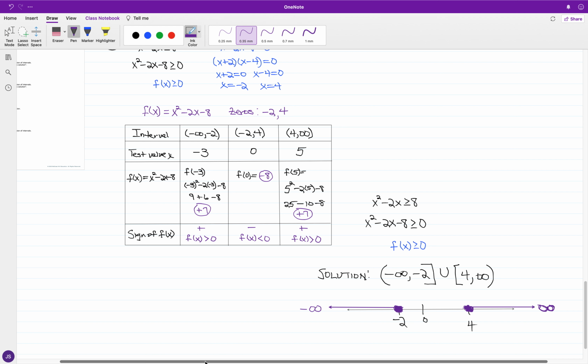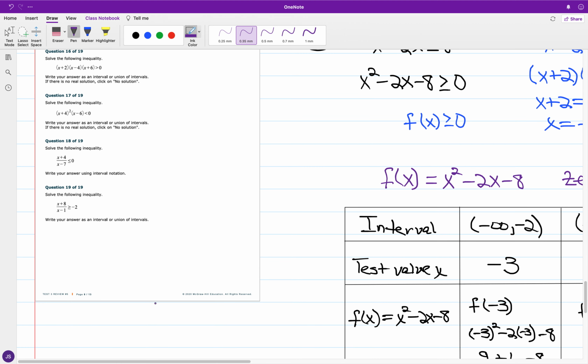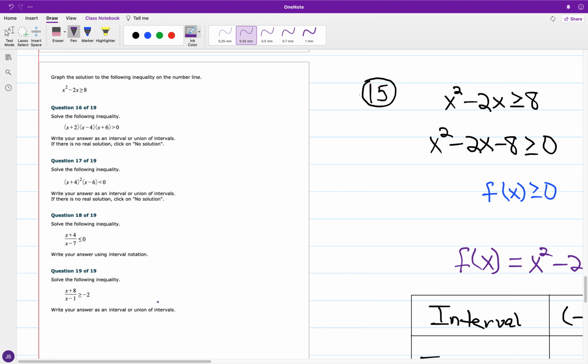All right, now for the next item, we have an inequality that is presented in factored form. So here we have x plus 2, x minus 4, and x plus 6, for which the product is greater than 0.